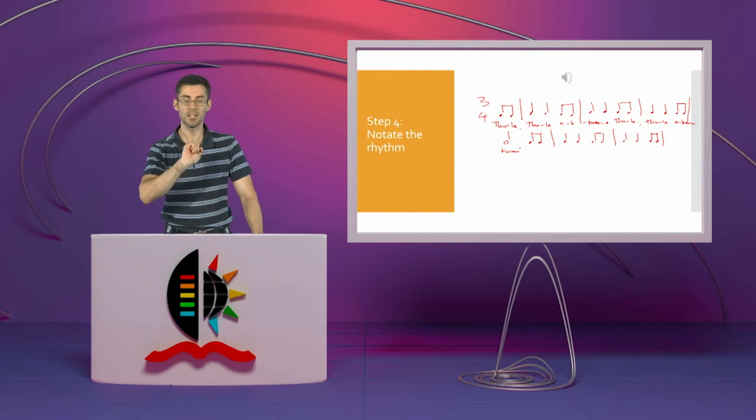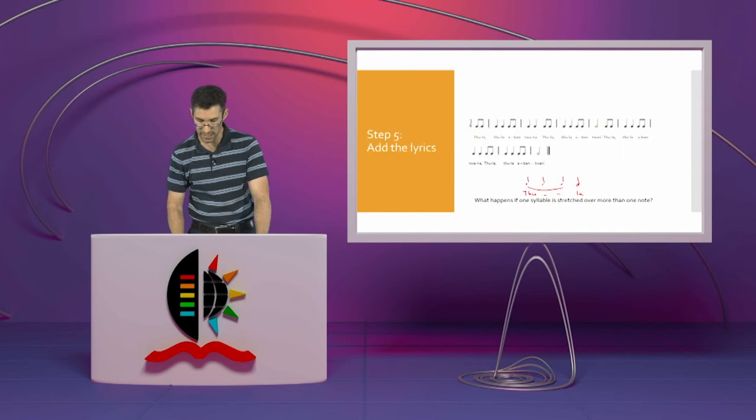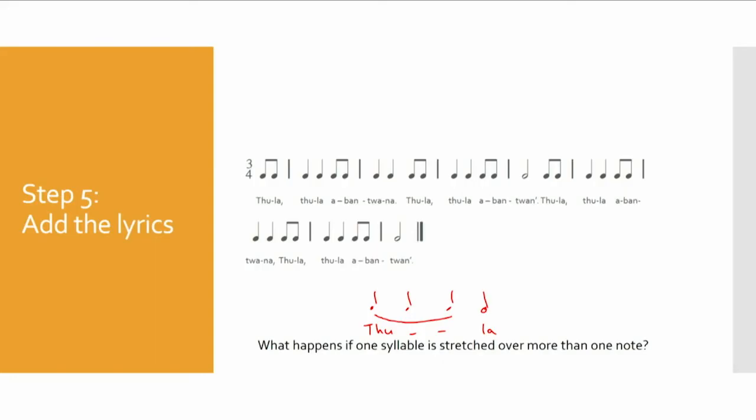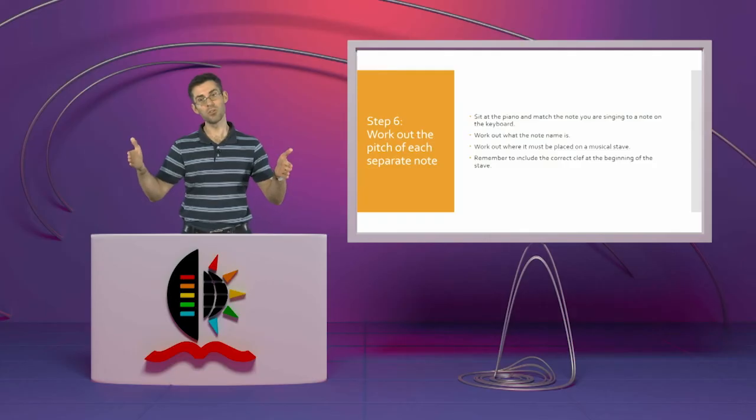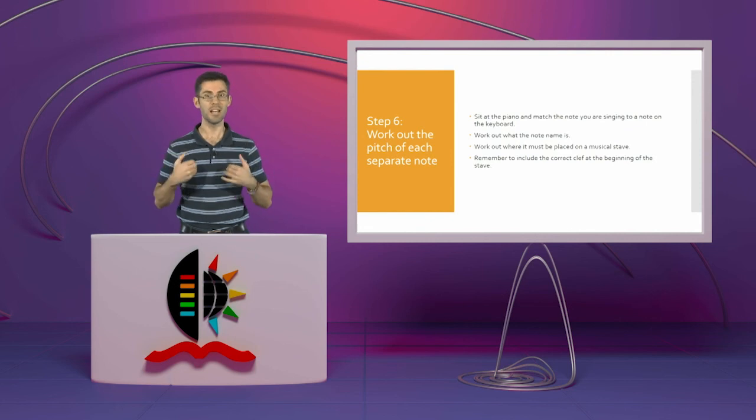Just do the rhythm. Once you've done the rhythm and you've notated the words underneath, then you can start doing step 6, which is to sit at the piano and work out what each note is that you have been singing in your original song. Once you've worked all of those things out, try and write out your composition or the melody of your composition from beginning to end. You are going to hand that in to me so that I can see how accurate it is and how much you've already learned so far in this course.